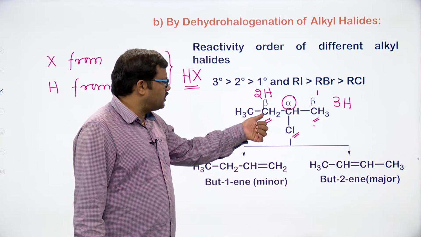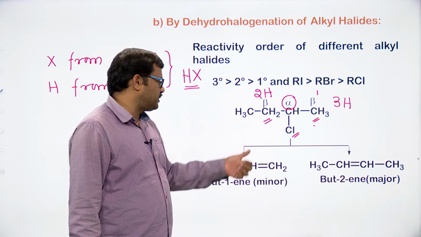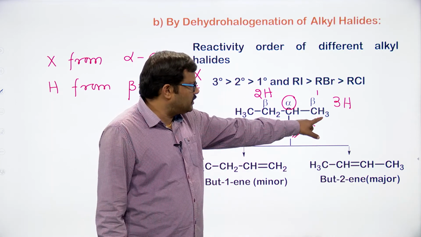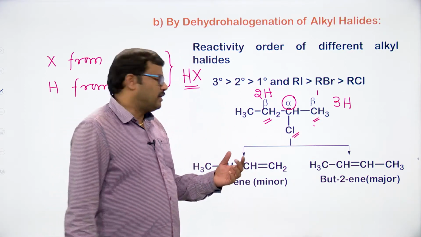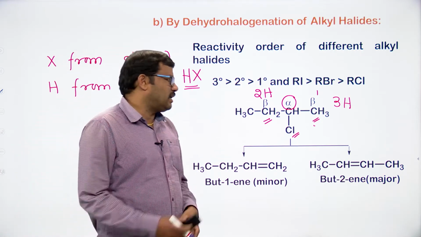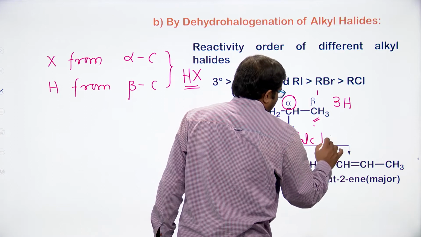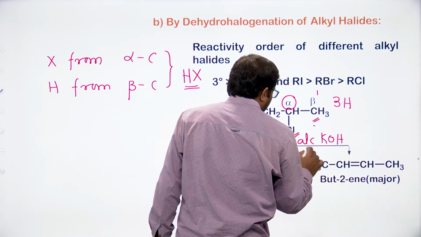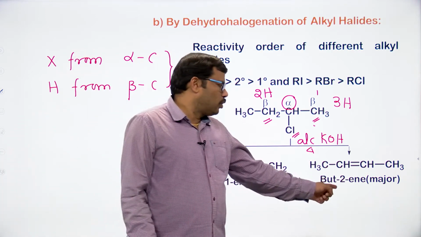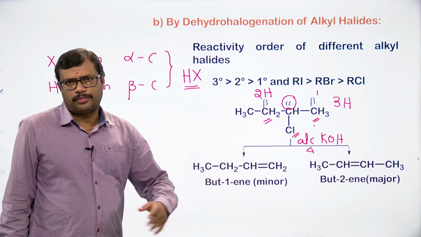If hydrogen from this carbon atom is removed, we get 2-butene as a product, and if hydrogen from this beta carbon atom is removed, in that case we get 1-butene as a product. So if you observe the reaction condition, when you take this compound and treat it with alcoholic potassium hydroxide under heating, we get 2 products, but 2-butene is the major product, whereas 1-butene is the minor product.